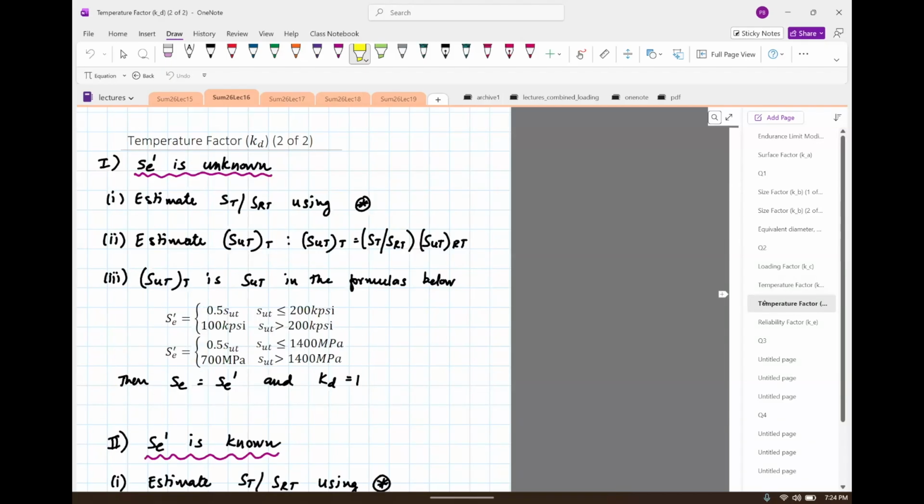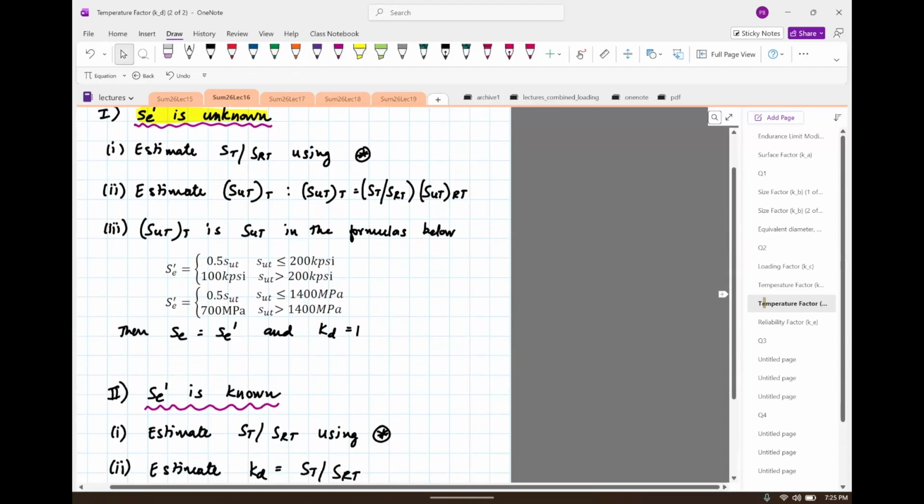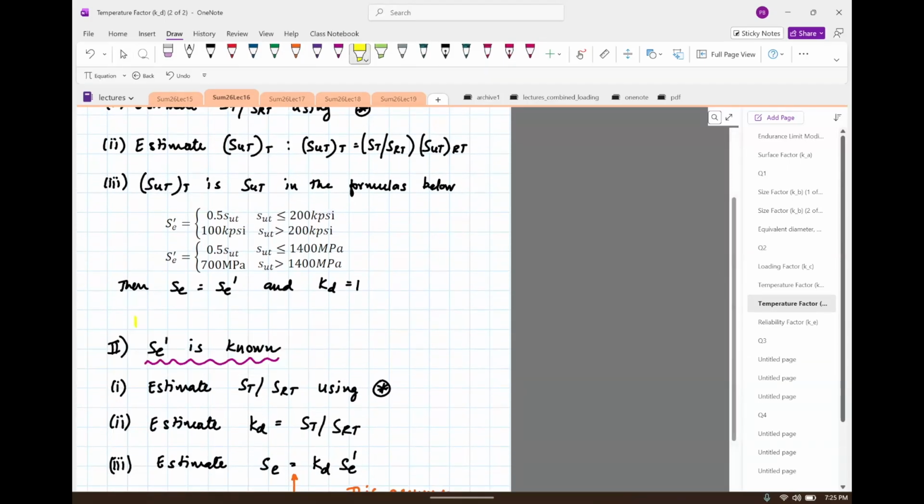Given that, now let's see how you actually compute SE prime. There are two cases. One is you may not be given SE prime. I told you a formula to compute SE prime as half of SUT, but I could also tell you that formula is not valid. If that formula is not valid, you assume that SE prime is unknown and you follow this procedure. However, if SE prime is specifically given to you, then you would use this procedure.